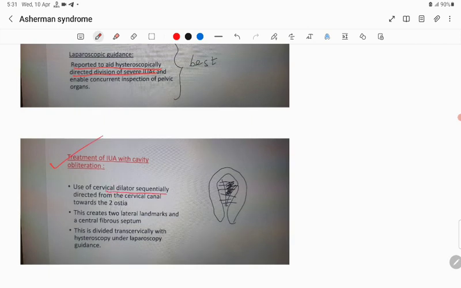Use cervical dilators sequentially, directed from the cervical canal toward the ostia. This creates 2 lateral landmarks of the central fibrous septum, which is divided transcervically with the hysteroscope under laparoscopic guidance.